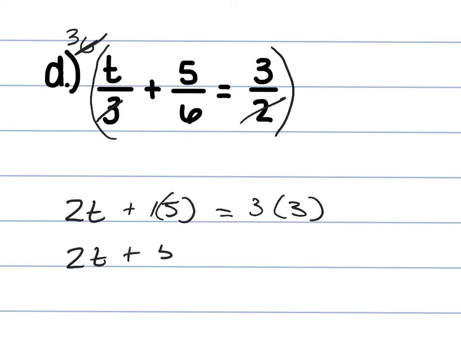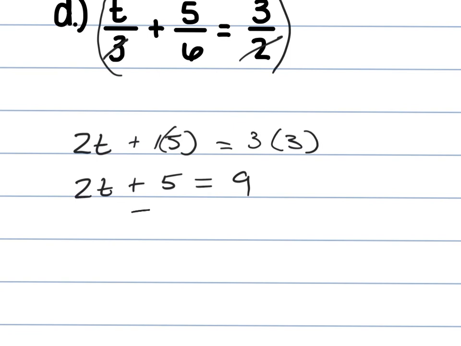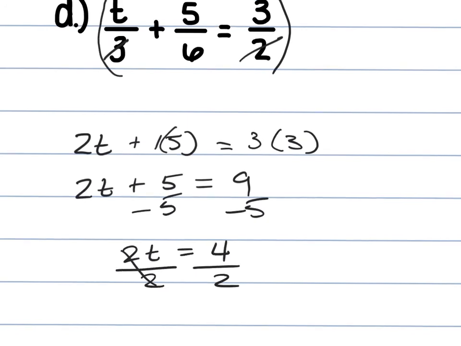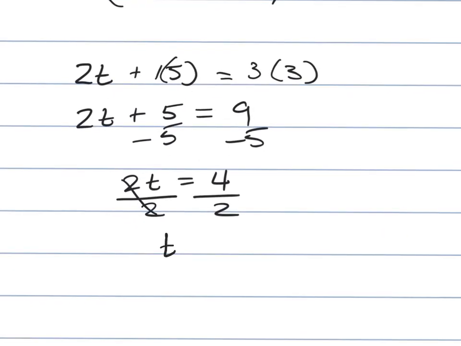2t plus 5 is equal to? Keep going. Subtract 5, we get 2t equals 4. t equals 2.